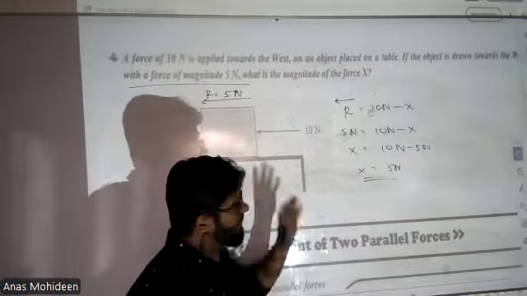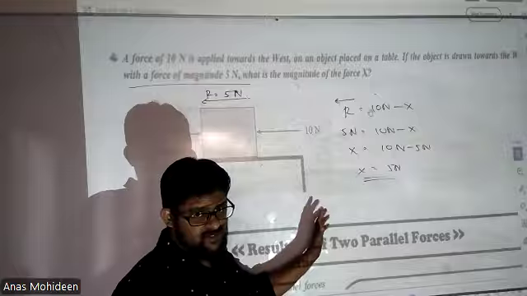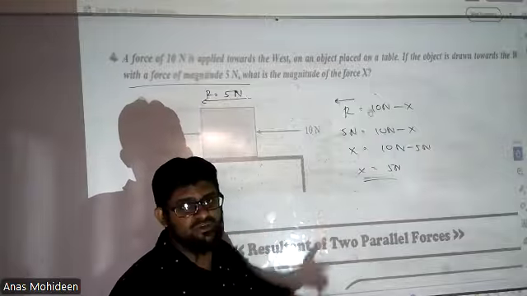Follow the steps. These steps you don't write on your paper. That is why you are reducing your scores.